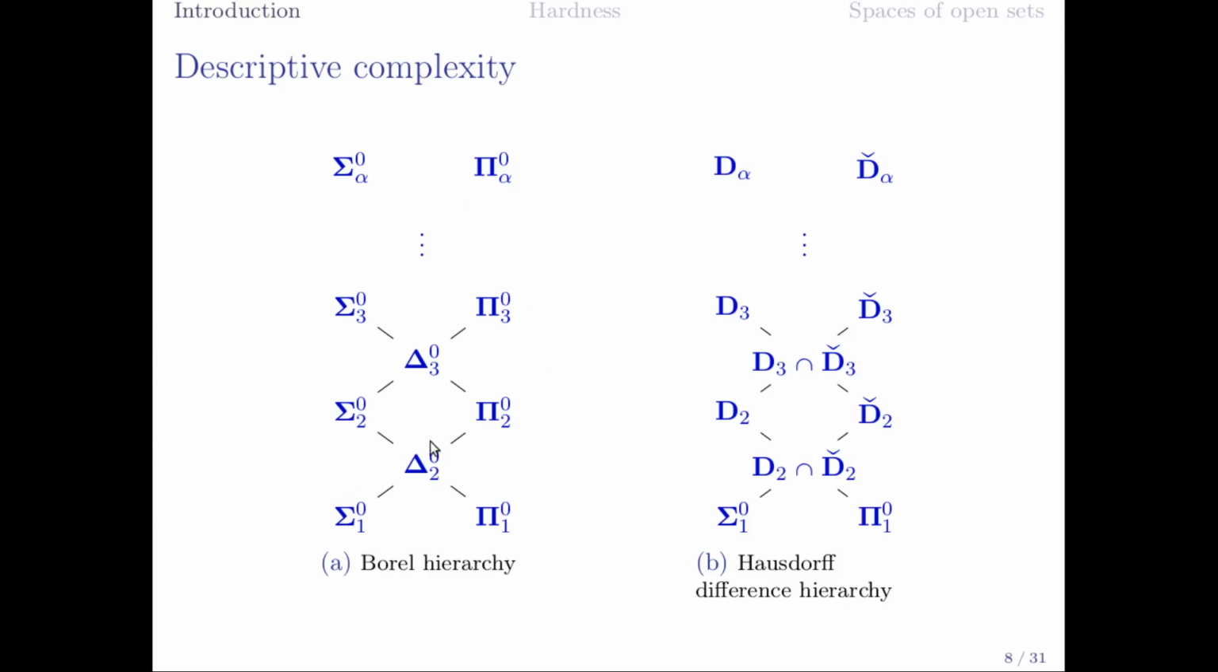And when you look in the first levels, so below delta 2, you can refine the Borel hierarchy and have this whole Hausdorff difference hierarchy, where you just count the number of finite Boolean operations. So for instance, you start with the open set, the closed sets, and D2 is the differences of 2 open sets. D3 is the differences of 3 open sets, and you can go on until the first uncountable ordinal, and you cover the delta 2 sets like that. Okay, so this is how we measure topological complexity.